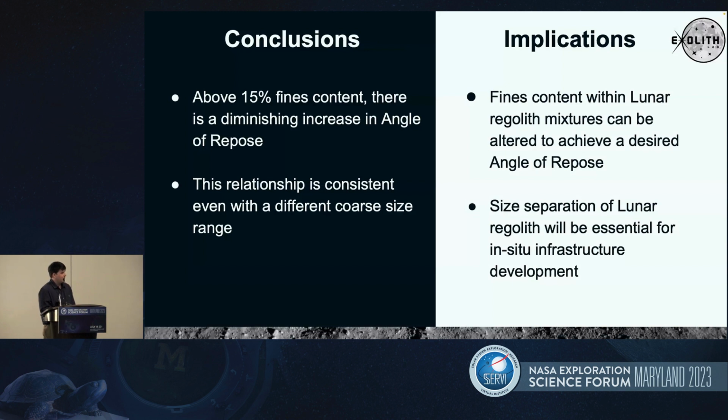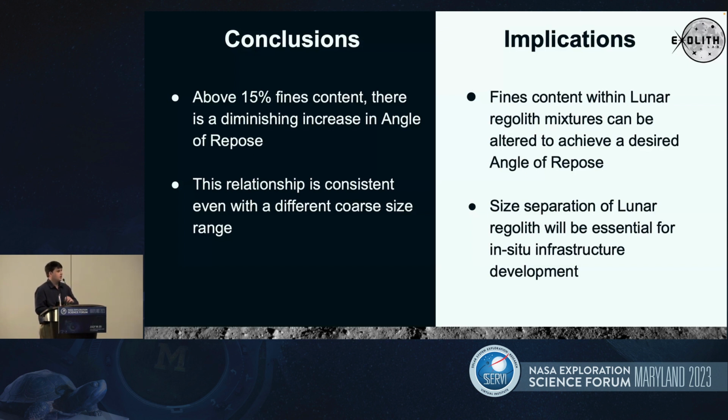So conclusions here are, above 15% fine content, there is a diminishing increase in the angle of repose. This relationship was consistent even with different coarse size ranges. And the implications for this are that, when we're on the lunar surface and we want to do ISRU, not have to bring components from Earth to the moon, and we're using the regolith as a material, we can get a lot from a little bit of fines content.